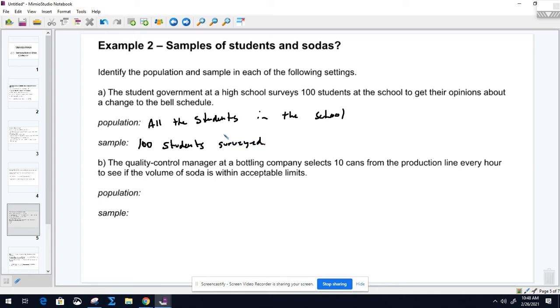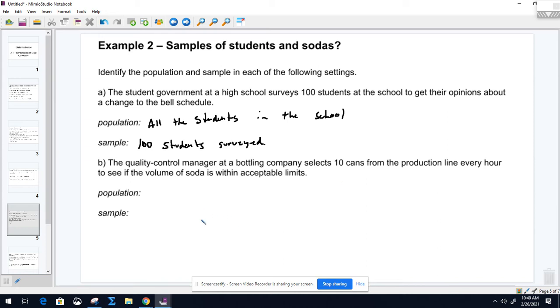Okay. Example B says the quality control manager at a bottling company selects 10 cans from the production line every hour to see if the volume of soda is within acceptable limits. So what are we looking at? We're looking at every single can in the production line for every hour. That would be the population. The sample would be the 10 cans that they select.